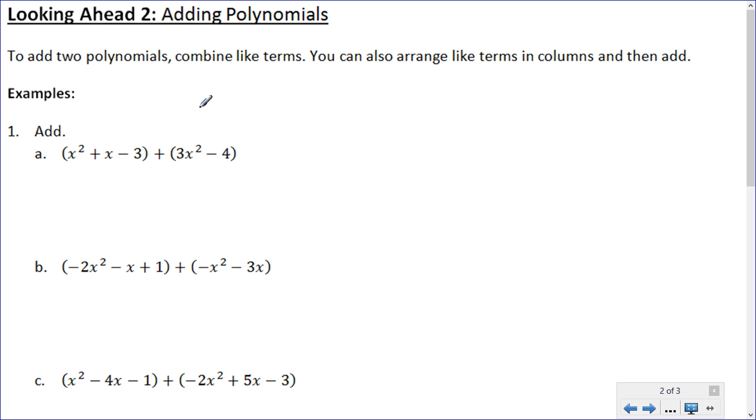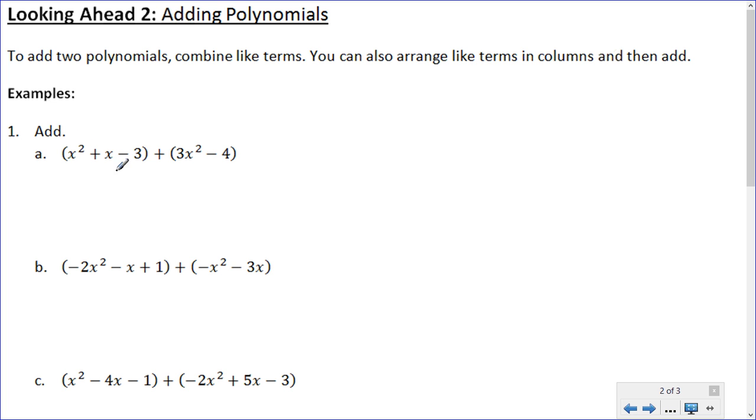So there are a couple ways to set this up. So we have enough examples, I'll show you both ways to do this. Sometimes it's easier with adding, especially when we get to subtraction in looking ahead 3, sometimes it's easier to arrange like terms in columns and then add them that way. So I'll show you both ways and you can use whichever one you'd like.